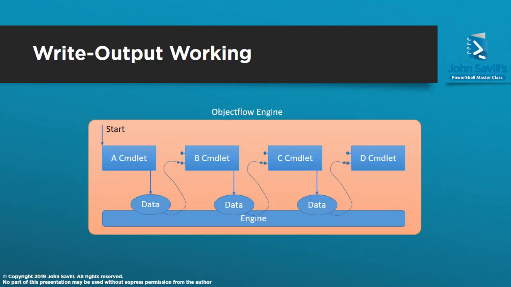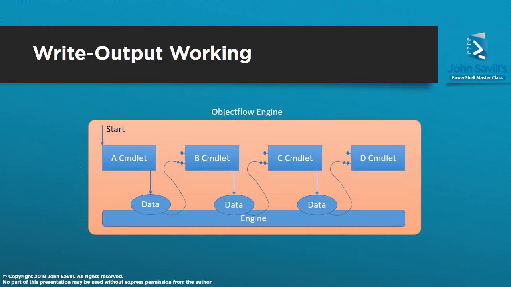And this picture can kind of show this. The idea that we have this object flow engine. I start, there's a cmdlet, it outputs some data, it goes to the engine, which can feed it to the next cmdlet in the pipeline, and so on. As soon as I did Write-Host, well, it would break that flow.